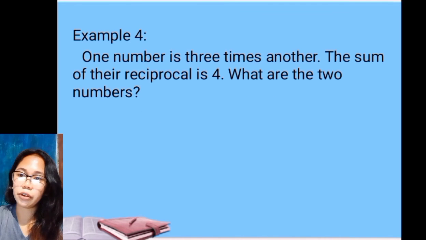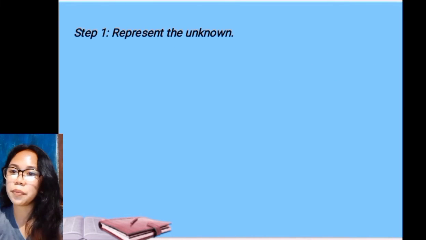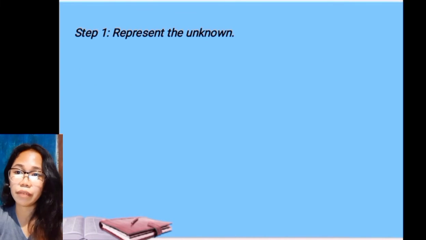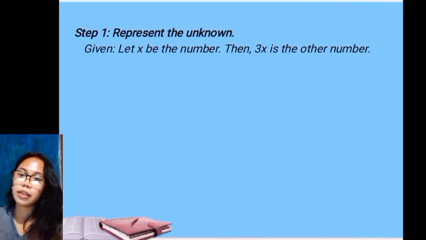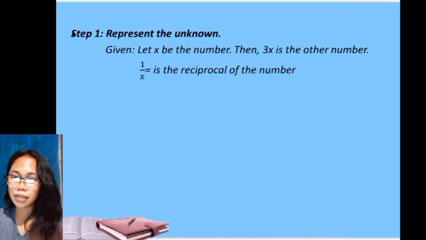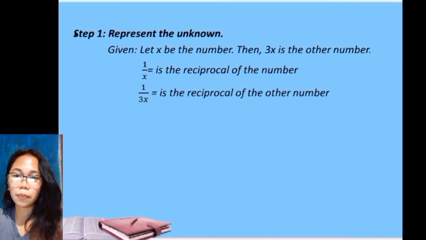For example number 4, one number is 3 times another. The sum of the reciprocals is 4. What are the two numbers? Step 1, represent the unknown. We have our given. Let x be the number, then 3x is the other number. And we are going to illustrate the numbers. 1 over x is the reciprocal of the number. 1 over 3x is the reciprocal of the other number.